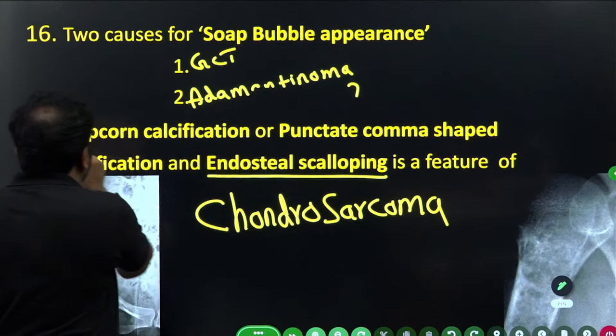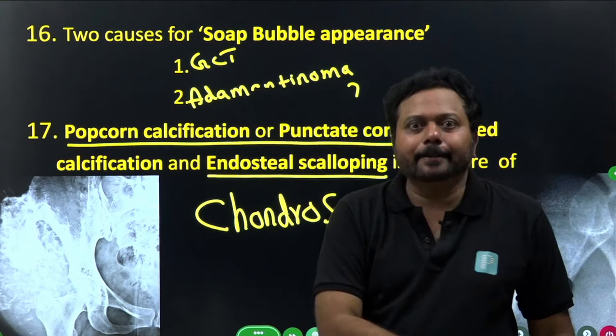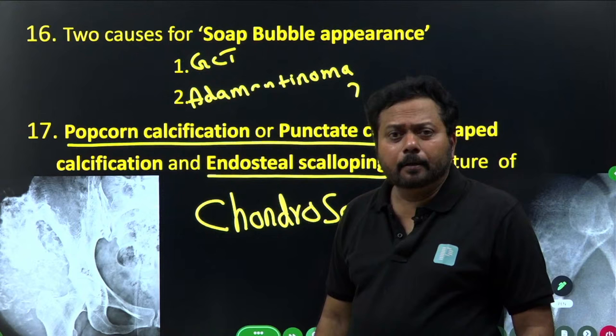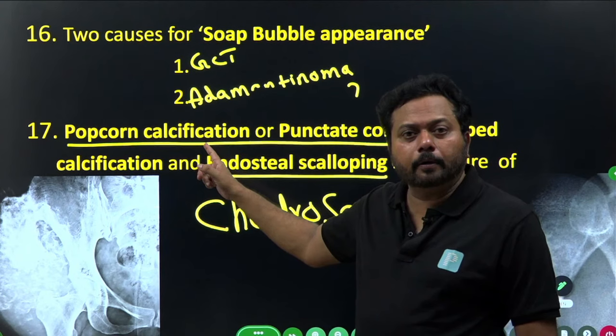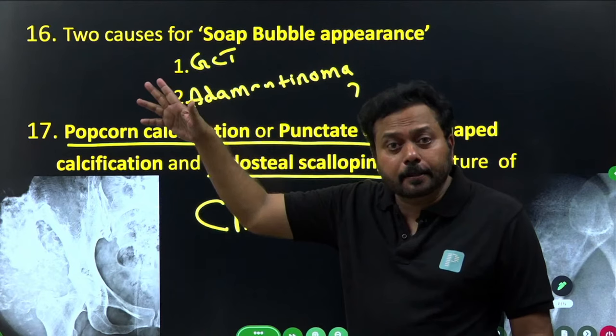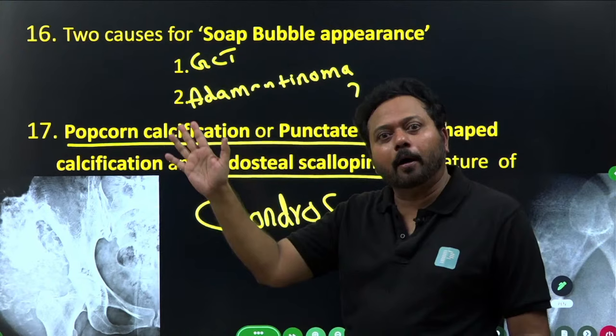I am expecting this as an MCQ this time, not often asked. How many times will they ask you soap bubble? How many times will they ask you onion peel? The rotten MCQs. This is waiting for us. Popcorn calcification of the lungs, in general medicine they would have taught you hamartoma. Popcorn calcification of the lung, hamartoma. Popcorn calcification of the bone, chondrosarcoma.